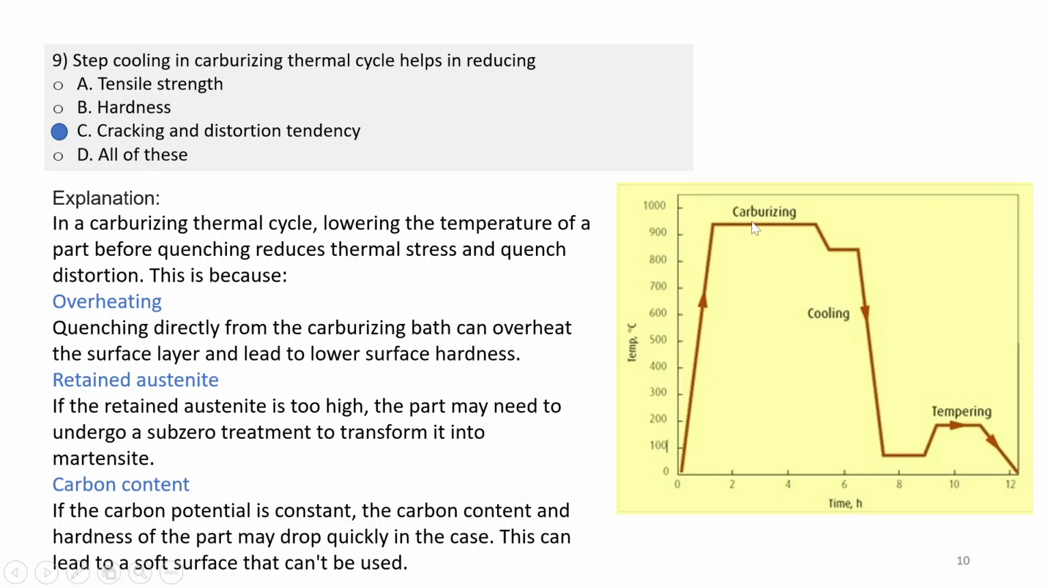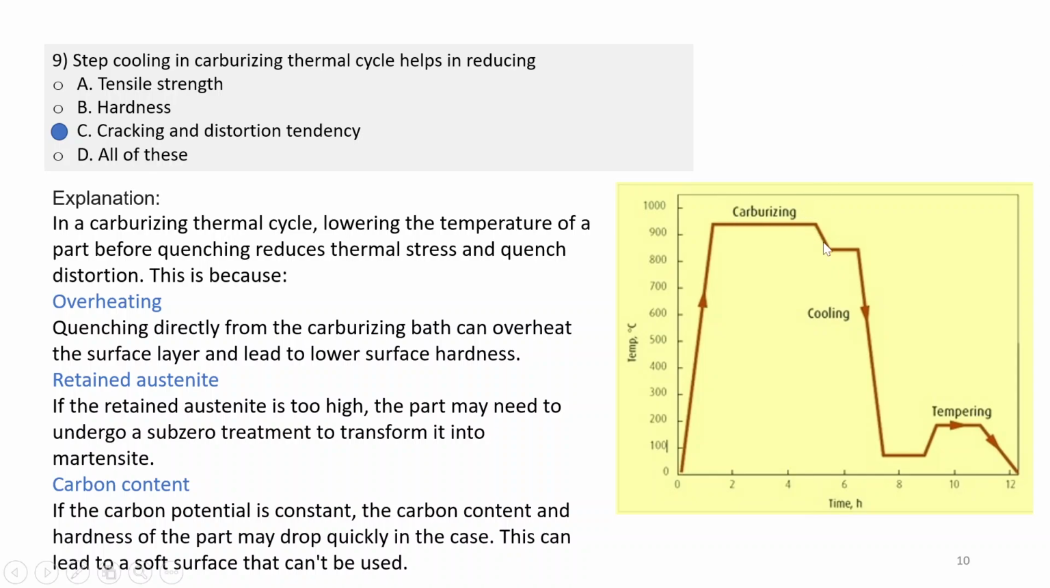So if you are quenching directly from here, it can overheat the surface layer, which can lead to lower surface hardness. And retained austenite: if the retained austenite is too high, the part may need to undergo a sub-zero treatment to transform it into martensite. Carbon content: if the carbon potential is constant, the carbon content and hardness of the part may drop quickly in the case, and this can lead to a soft surface that can't be used.